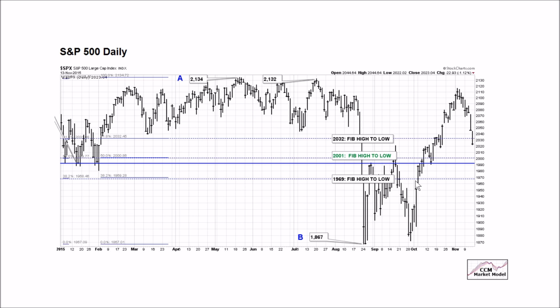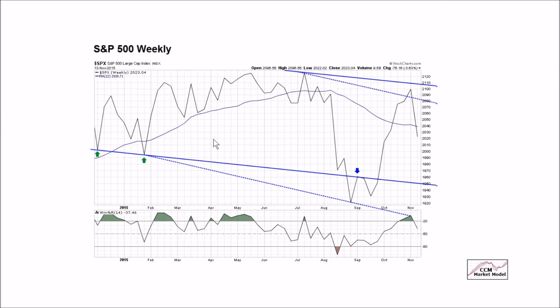These were our bullish breaks of the fibs. We gave one of them back on Friday. All things being equal, if you're a bull, you prefer not to see that. It's a weekly chart of the S&P 500 as of the close on Friday, November 13th.